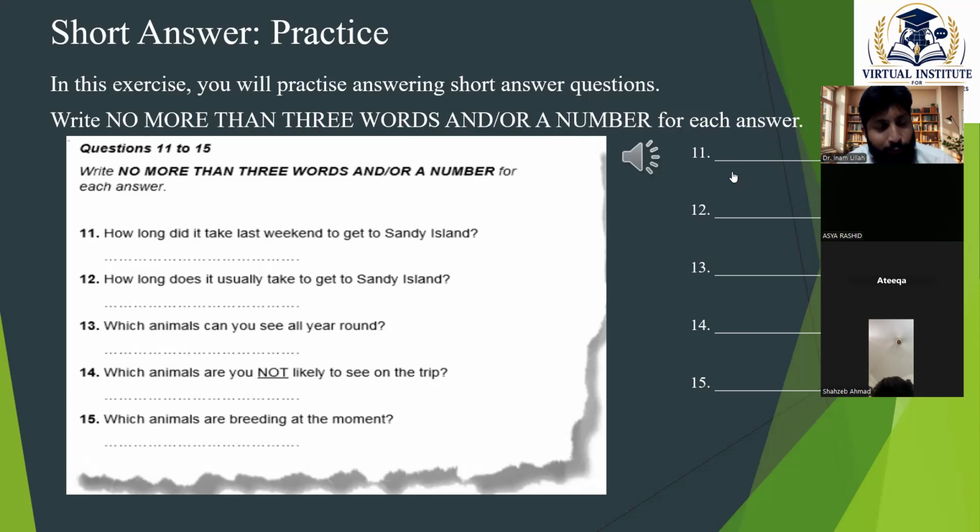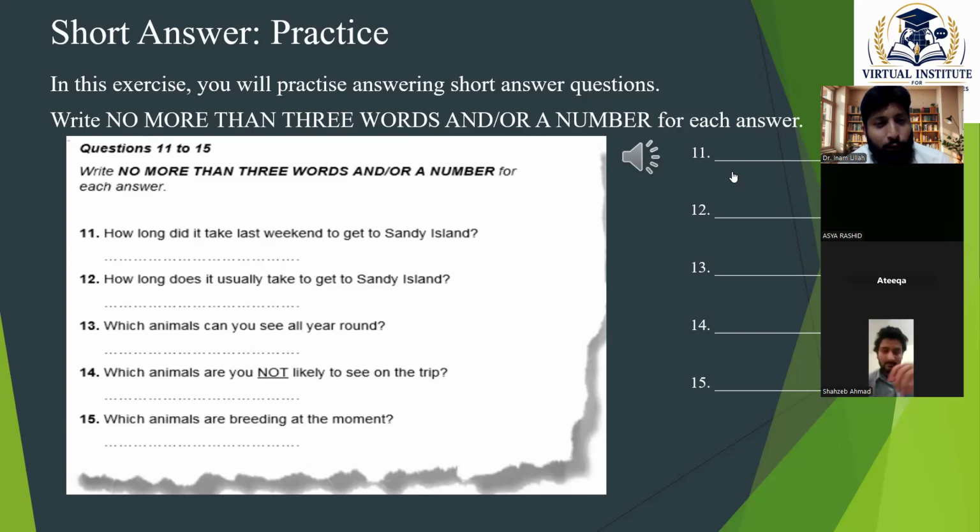Okay, what about question number 12? Sir, I think 45, or something. It takes 45 minutes. For question number 11, it is over 2 hours, right? How long did it take last weekend to get to Sandy Island, sir? It takes about 2 hours to get to Sandy Island. Yes, about 2 hours, exactly, right? But I only heard the words 2 hours. That's why I just predicted. Okay, that's good. And Atika, you are right. The second answer is 45 minutes.